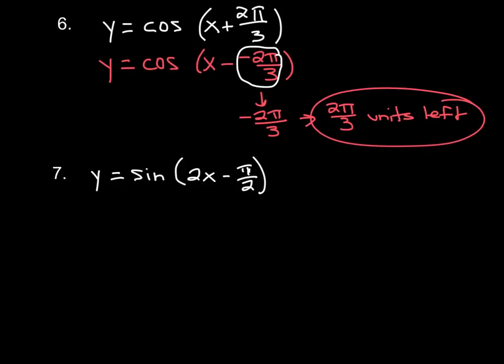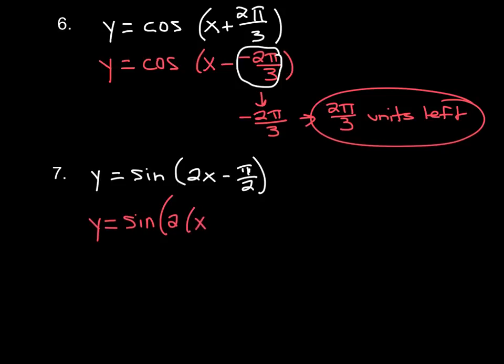Okay, with number 7, in order to find our shift, we can't really have a number in front of the x here. See how in number 6 it was a 1 in front of the x? What we need to do is factor this 2 out. So this becomes a little bit more complicated. But if we factor this 2 out, our frequency is 2.